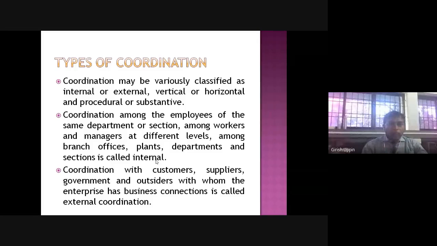Types of coordination. Coordination may be classified as internal, external, vertical, or horizontal. Coordination among the employees at the same level, and managers at a different level, among the branch offices, plants, departments, and sections is called internal. So whatever communication is happening inside the organization is called internal. Communication happening with external entities, such as customers, suppliers, and government bodies, is external.